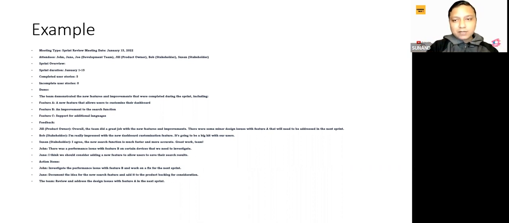And then the last, again a very important thing, is the action items. Investigate the performance issue with feature B and work on a fix for the next sprint. Document the idea for new search features and add it to the product backlog for consideration. And the team to review and address the design issues with feature A in the next sprint. So I just gave you three different examples of minutes, which you can do as a Scrum Master or as a team as well. It's not that only the Scrum Master is going to capture these minutes, but these are the simple formats which I have just shared with you guys. So I hope you get some idea of how minutes are captured in projects.